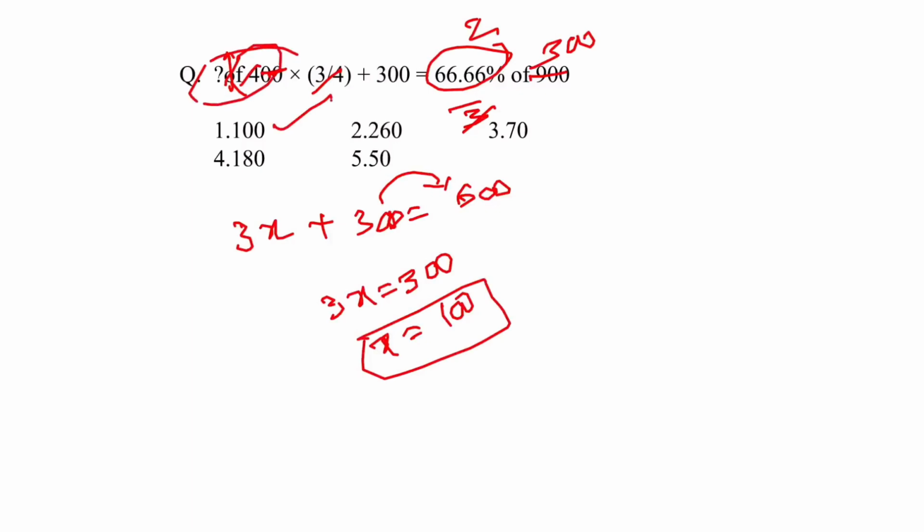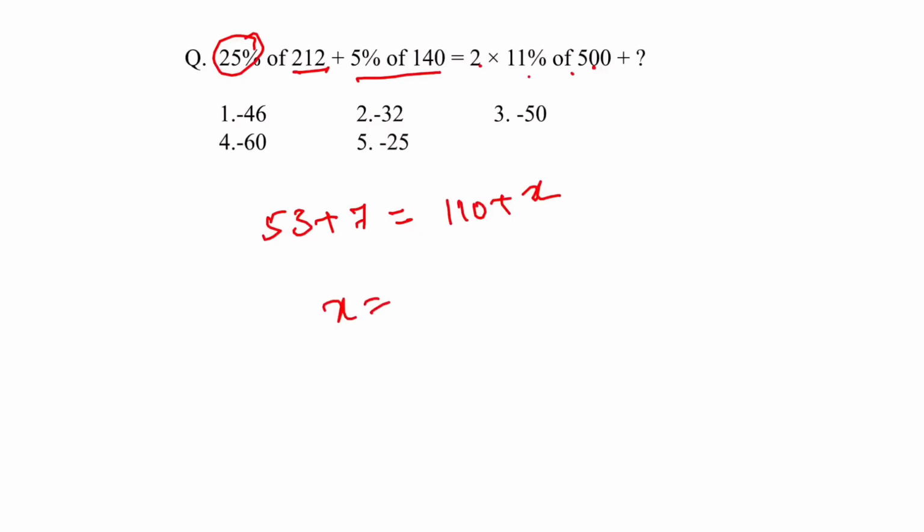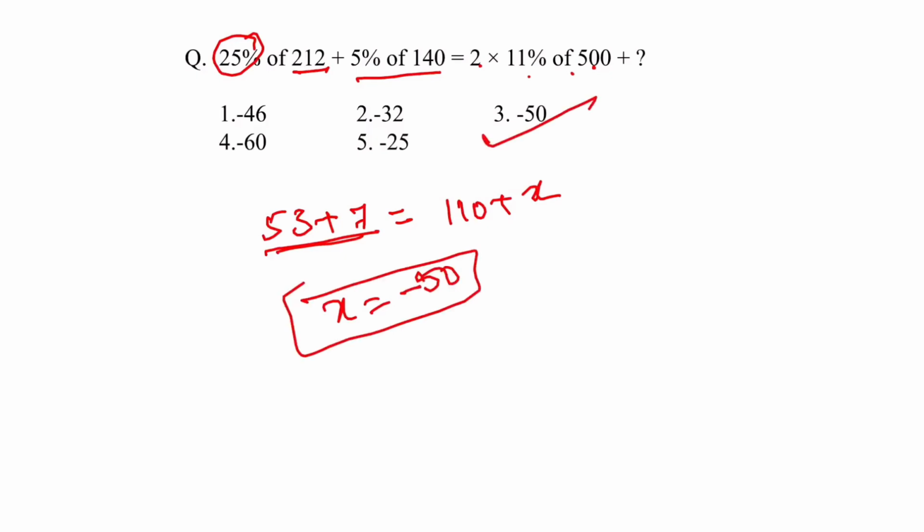In the question, initially we take x percentage. 25% of 4 to 1 means 25% is 1 by 4. 4 cancels here. 5% means 10% of 140 is 14, 5% is 7, is equal to 2 into 500, 11% of 1000 is 110 plus x. Therefore, x is equal to 60 minus 110. Answer is minus 50. The third option is the correct answer.